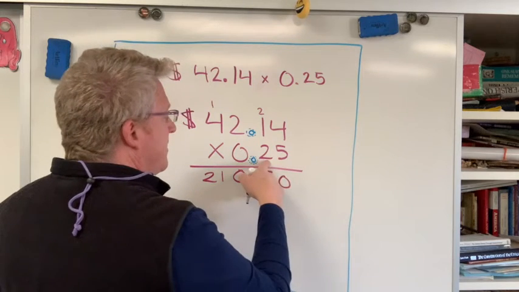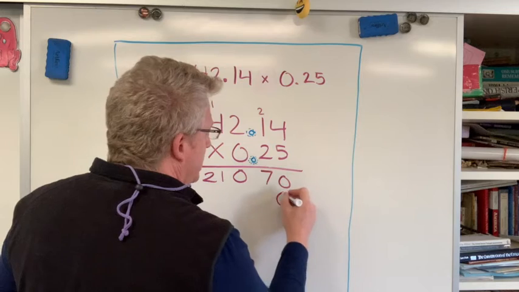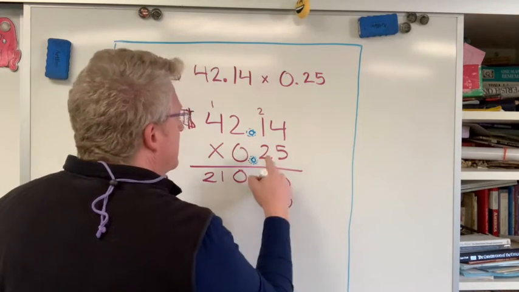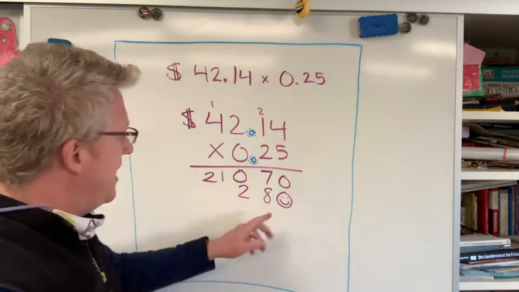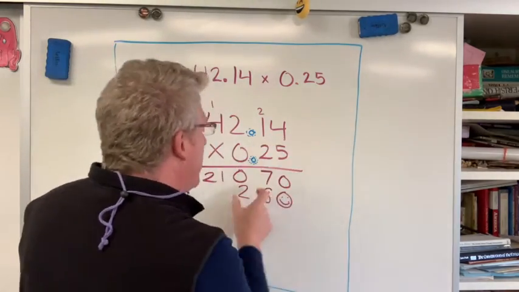Our 2 is in the tens place. We want our answer to start in the tens place. So I have my placeholder here. 2 times 4 is 8. 2 times 1 is 2. And I want you to notice that it feels weird because I did 2 times 1, and I want my answer to go right underneath where I was multiplying, but my next available spot is right here.